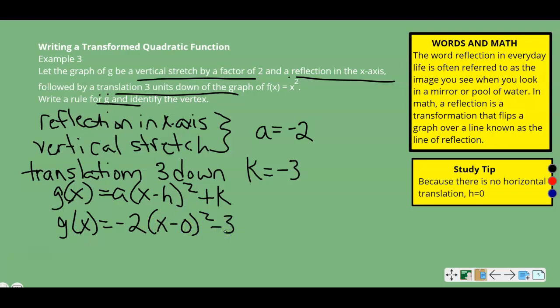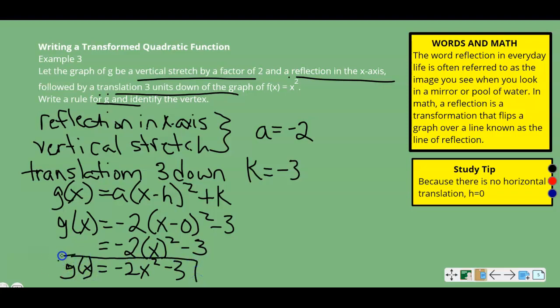All right, so we could leave it like this, or we could simplify it a little bit. When there's a 0 here, we don't really need that. So we can say negative 2 times x squared minus 3. And x squared is really just x squared. So negative 2x squared minus 3 would be your g of x. So that's how you would take the information given and write a rule, write a transformed function. And from this function, you can also determine the vertex. So your vertex would be 0, negative 3.